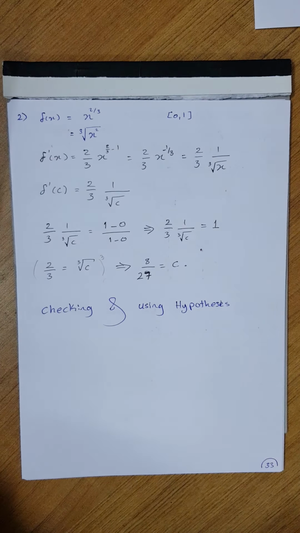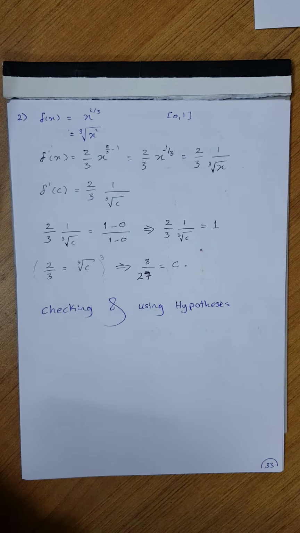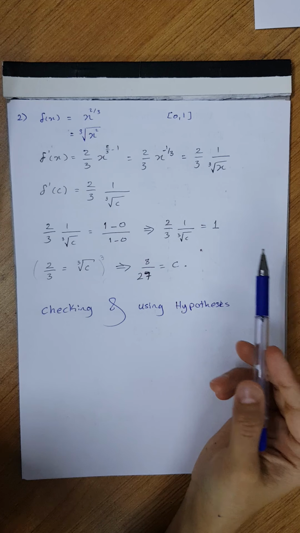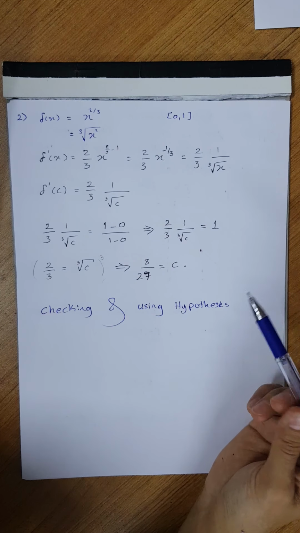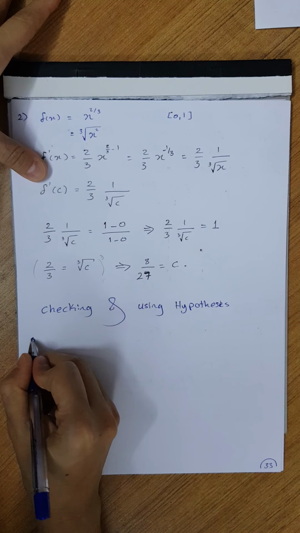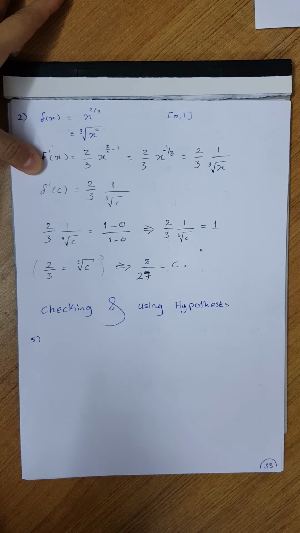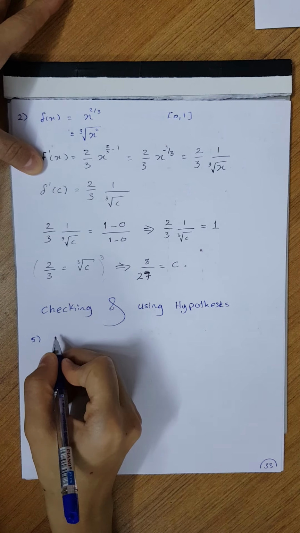Okay, what is using hypothesis? The hypothesis of Rolle's theorem and mean value theorem is that the function that we have got must be continuous and differentiable on the given interval that we have got. So let's check the first example that is given to us. Let's check if we can use Rolle's theorem or mean value theorem for this one.